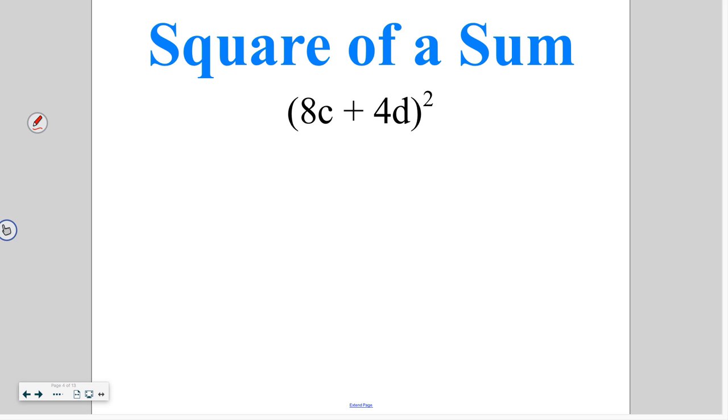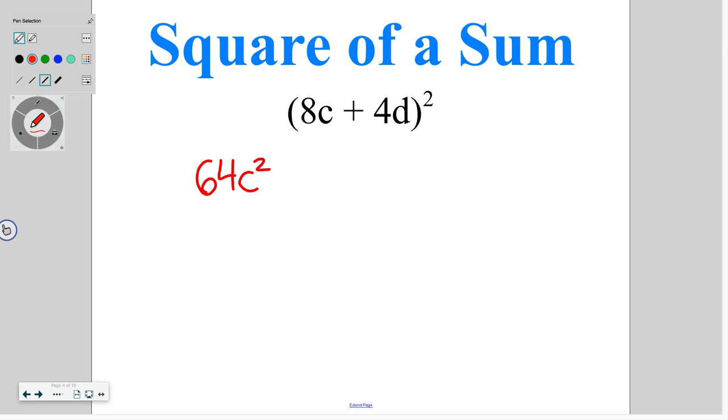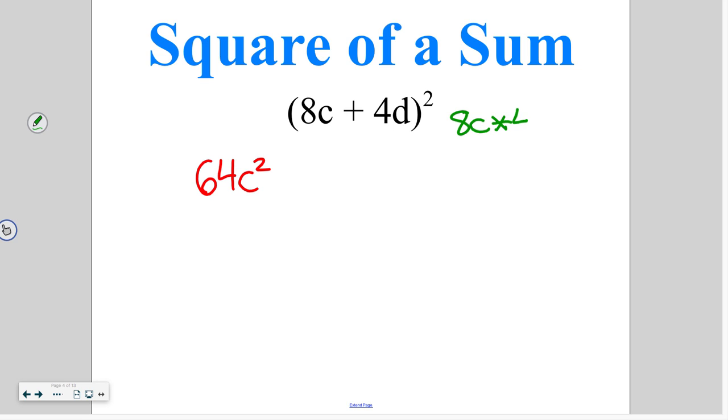8c plus 4d squared. So our a term, our first term, is 8c. So I'm going to square that number. 8 squared is 64, and c squared is c squared. So I've squared my first term. Then off to the side, I'm going to show a little work, and I've got the first term, which is a, so 8c times 4d times 2.